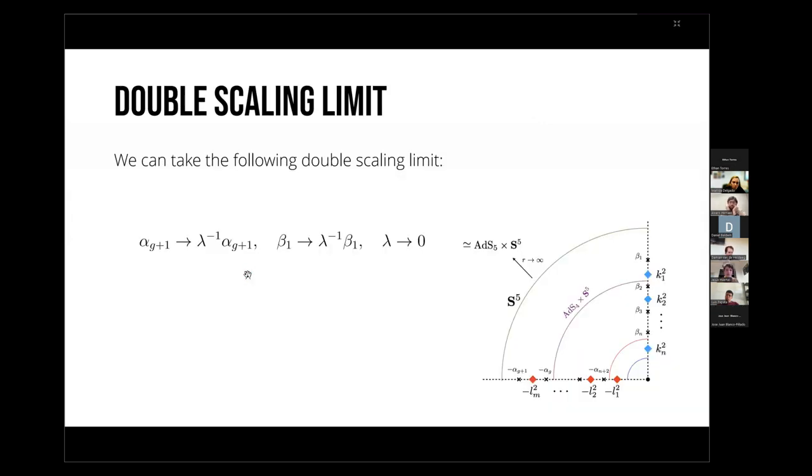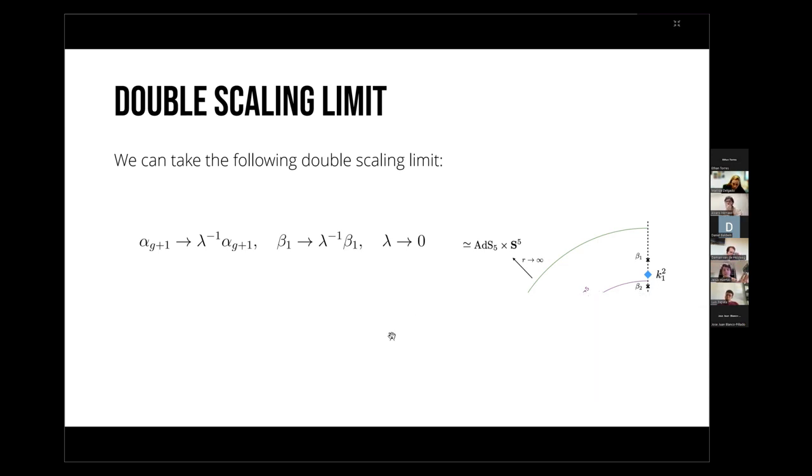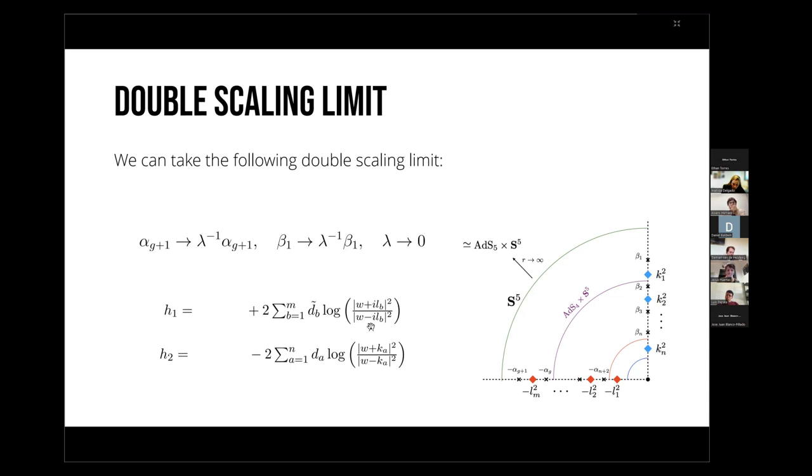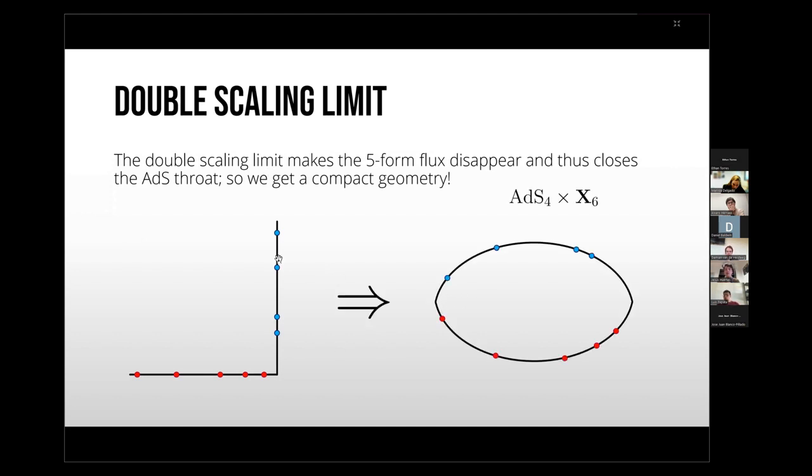And to end the talk, I will talk about a double scaling limit that we discovered. This double scaling limit consists in sending alpha g+1 and beta 1 to infinity. These are the greatest parameters, and we send them to infinity. So for the harmonic function, the first part disappears, and we get only the logarithmic part in the harmonic functions. And this implies that we get a compact geometry. Our Riemann surface sigma is no more infinite, but is compact. We get a compact space in the form of AdS4 times X6.